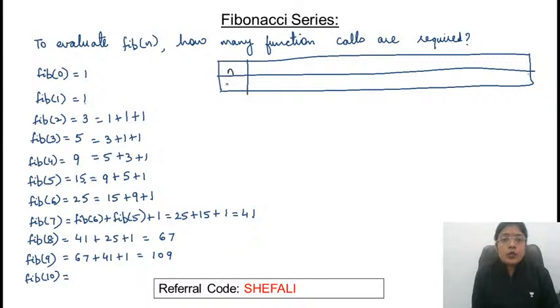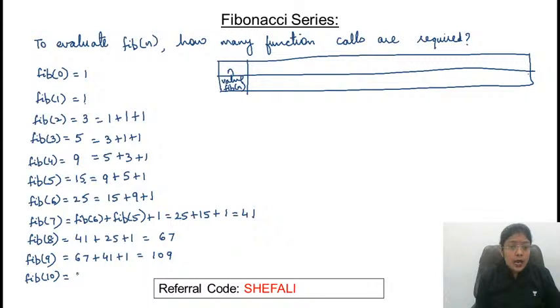Quickly return the value. How many function calls are required for Fibonacci of 10? It will be 167, is it?